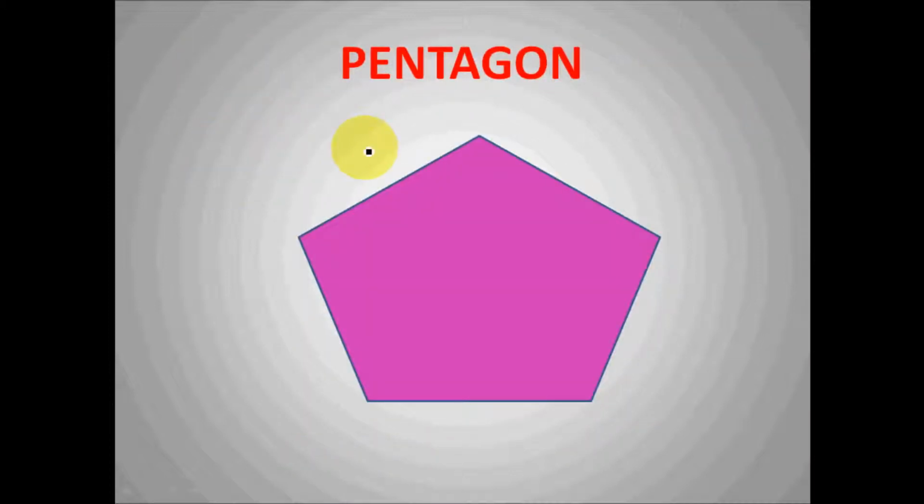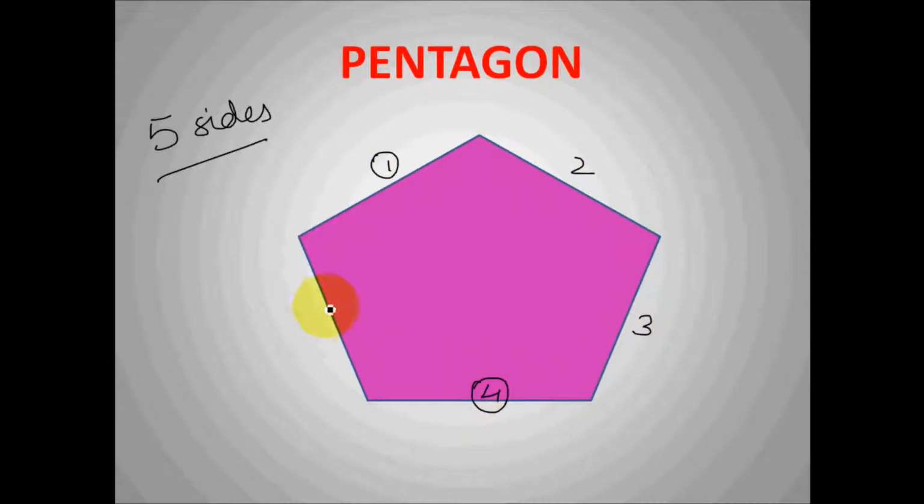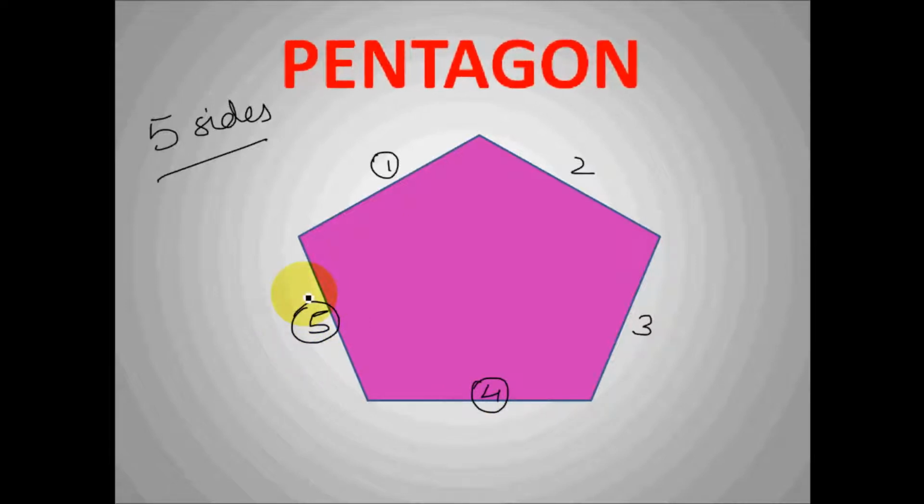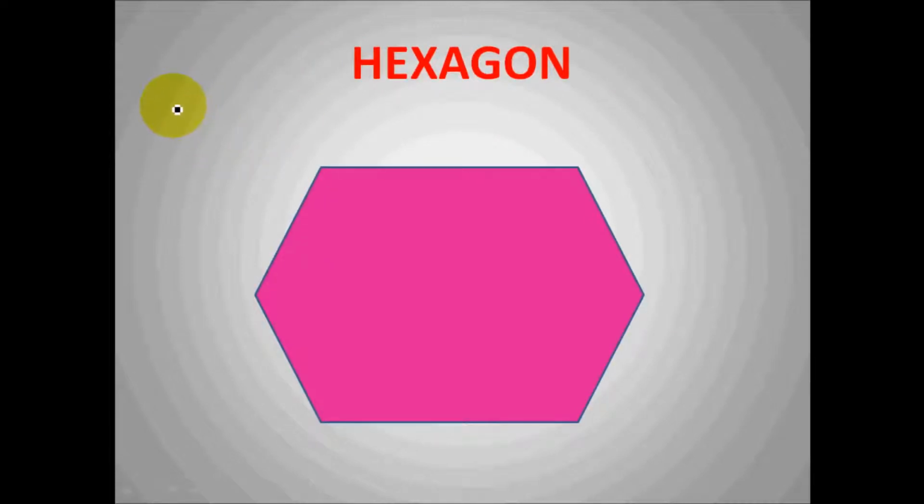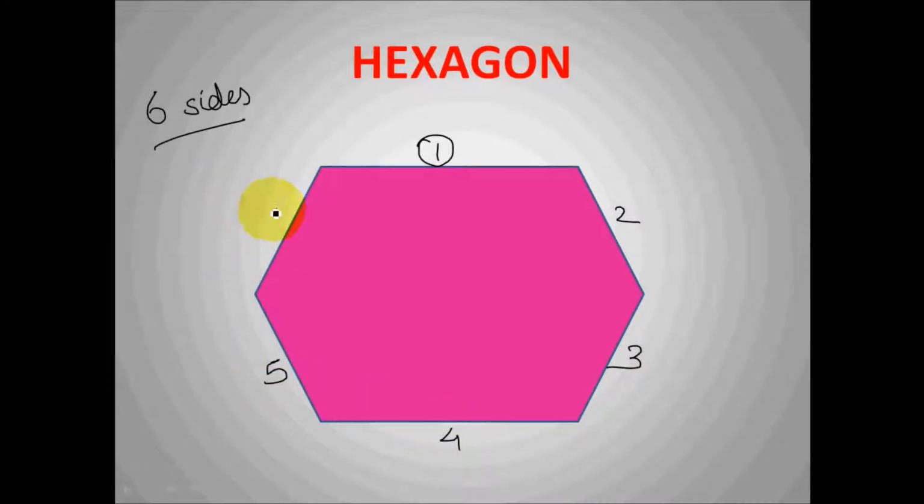Next is pentagon. A figure with five sides is called pentagon. Five sides, let's count it. 1, 2, 3, 4 and 5. So the 5 sides is called pentagon. Next is hexagon. The figure with 6 sides is known as hexagon. 1, 2, 3, 4, 5, and here's the last one, 6. So it is hexagon.